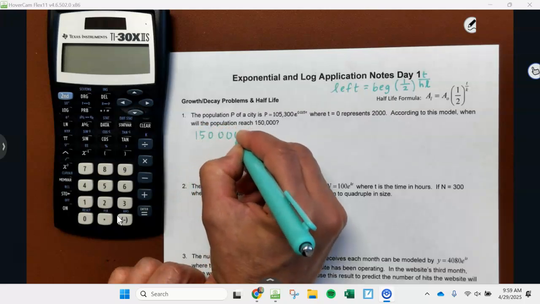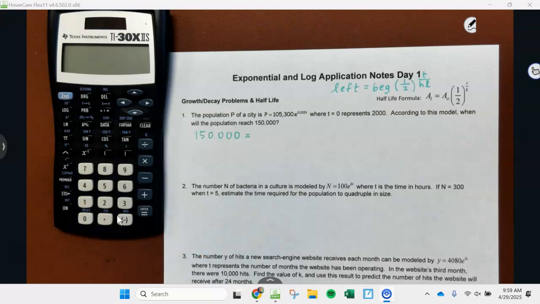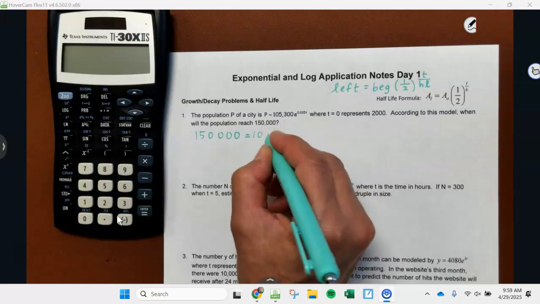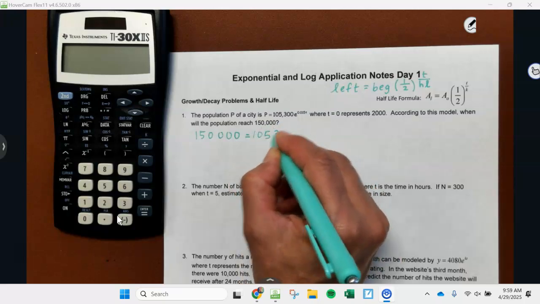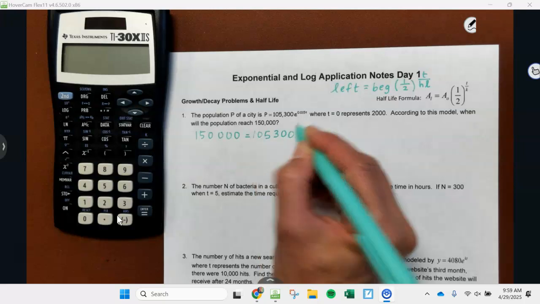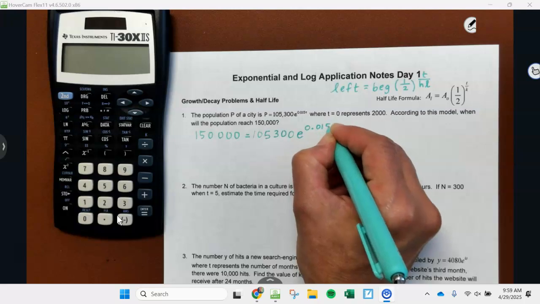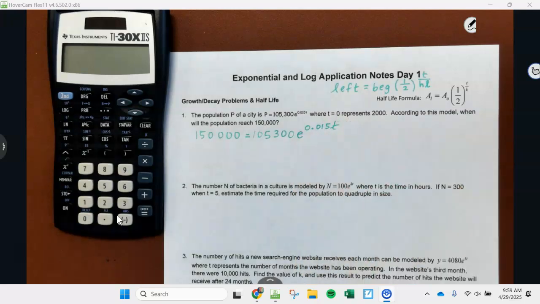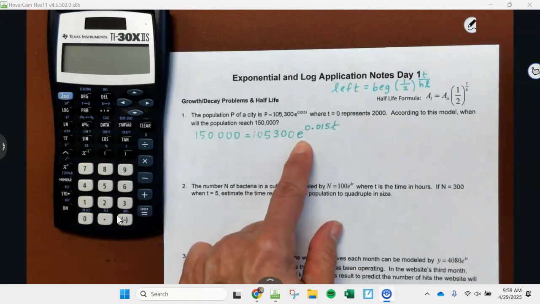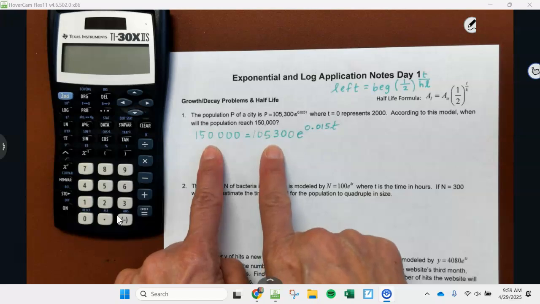So I'm going to plug in what I do know into the given equation and solve for what I don't know. I'm going to recopy this beginning amount, 105,300. And remember, that is E raised to the 0.015, and I'm looking for the T. T is an exponent. T belongs to the base of E. I need to get E all by itself. I'm going to divide both sides by 105,300.